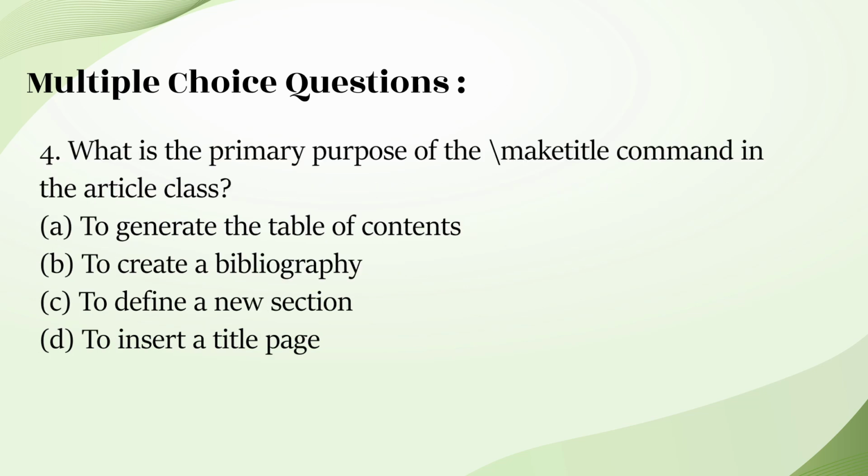Let's look at question number 4. What is the primary purpose of the make title command in the article class? Options are to generate the table of contents, to create a bibliography, to define a new section, and to insert a title page. So the make title command in the article class is used to insert a title page. So the correct answer is D.